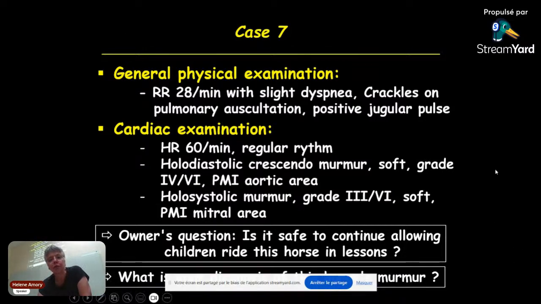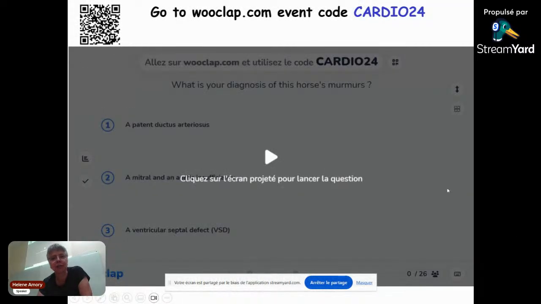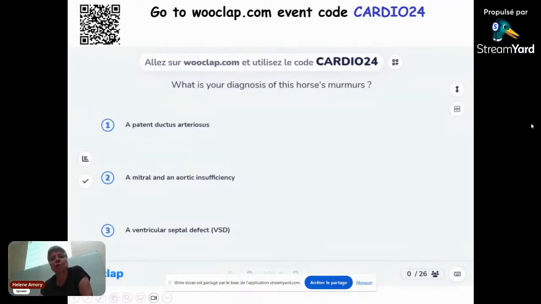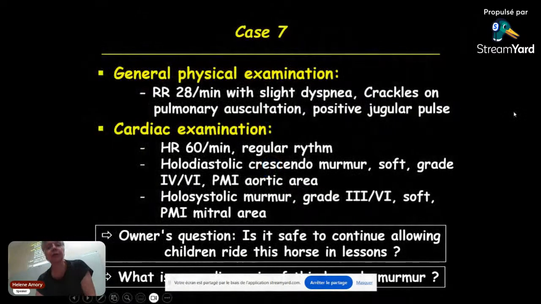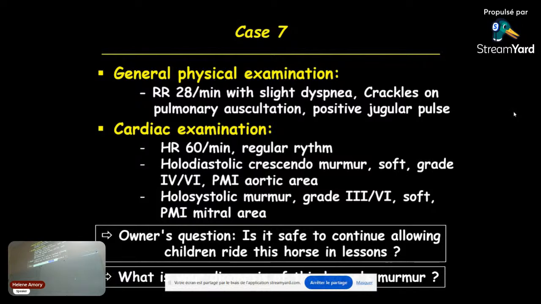And first of all, what is your diagnosis concerning the murmurs? A little bit different this time. Is it a patent ductus arteriosus? We didn't say it together, but it's a congenital abnormality, okay? Is it a mitral and an aortic insufficiency? Or is it a ventricular septal defect? What do you think about those murmurs? If you want, I can show you the slide with the characteristics of the murmurs again.